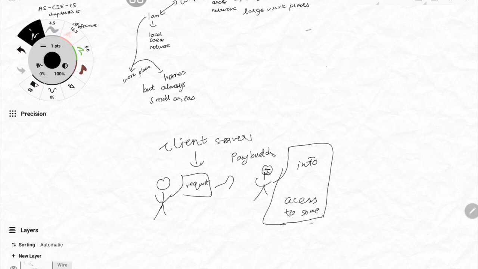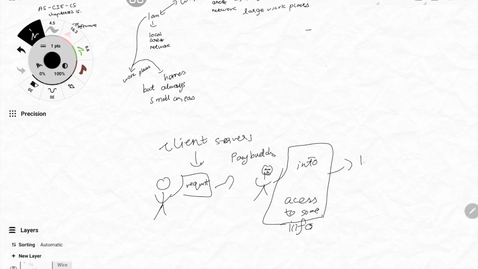Access to some, but not all. That's one thing. Access to some, anything. So, they thought. Every info request gets access to some info, but not all.